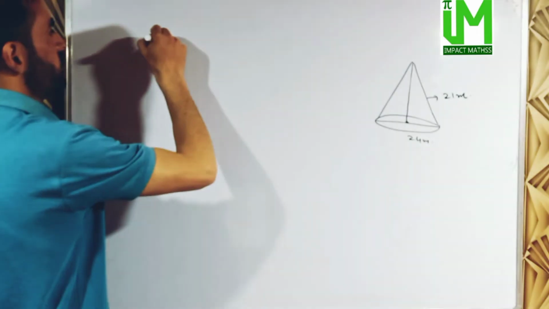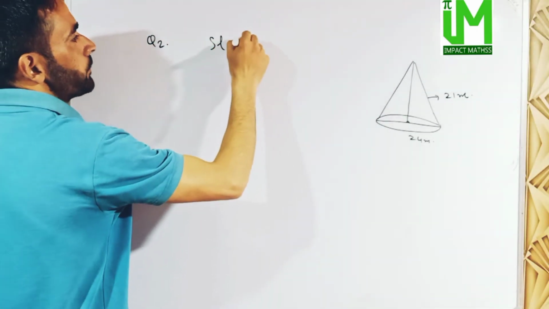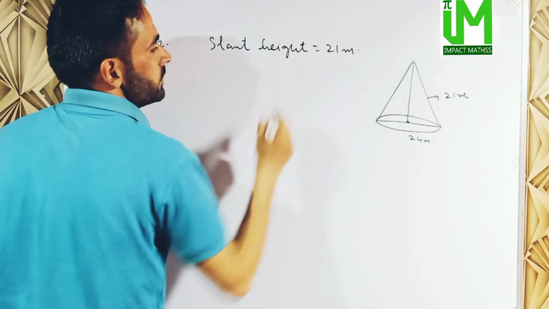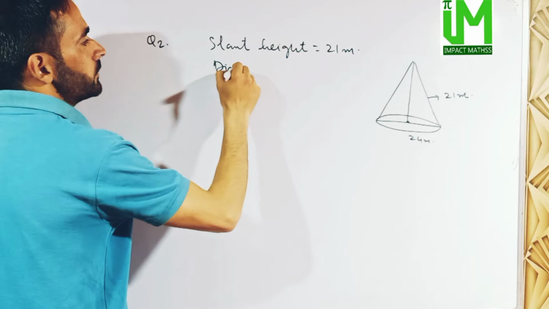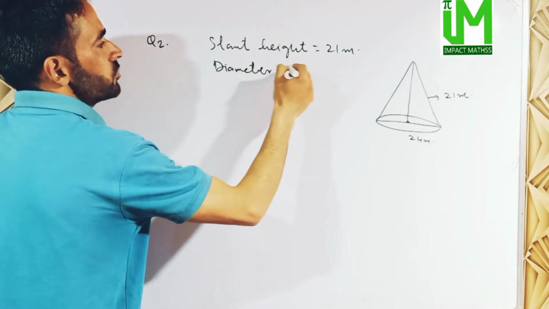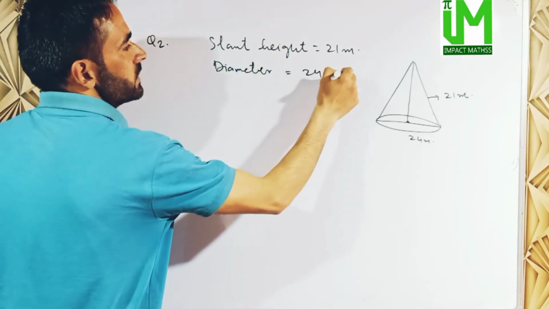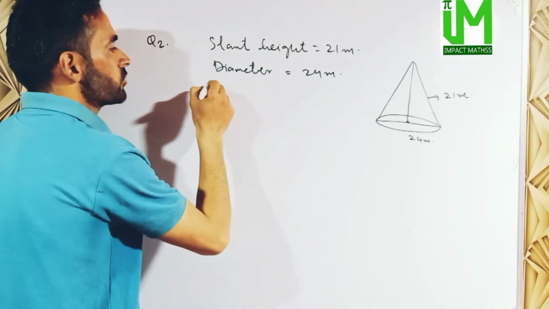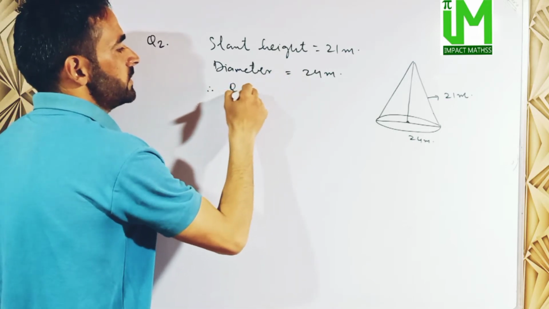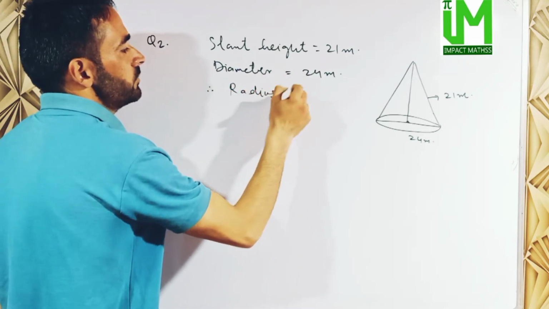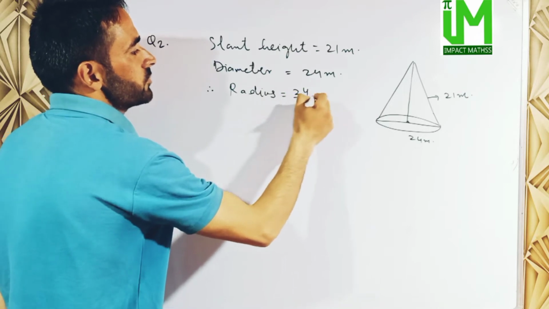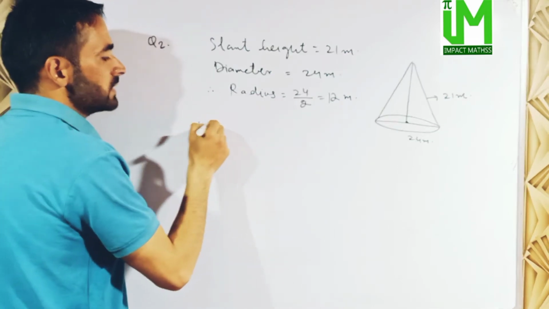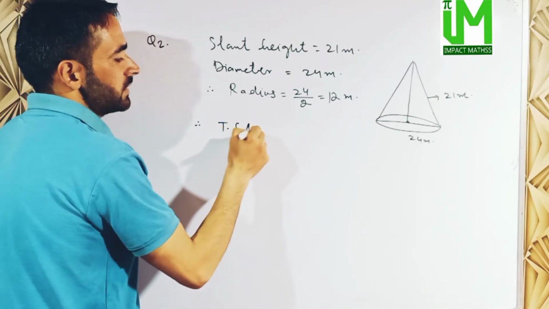So we'll write, this is question number 2. Slant height is equal to 21 meter, and diameter is equal to 24 meter. In fact, we can write diameter of base as well. So diameter is 24 meter. Obviously radius is diameter divided by 2, which will be 24 divided by 2, that is 12 meter. So that means total surface area is equal to what?